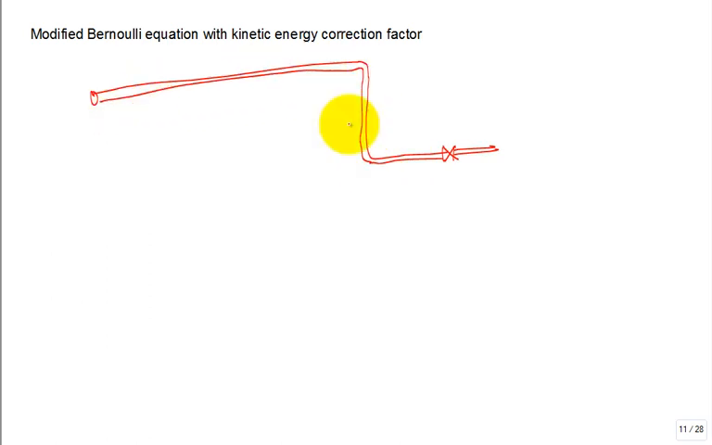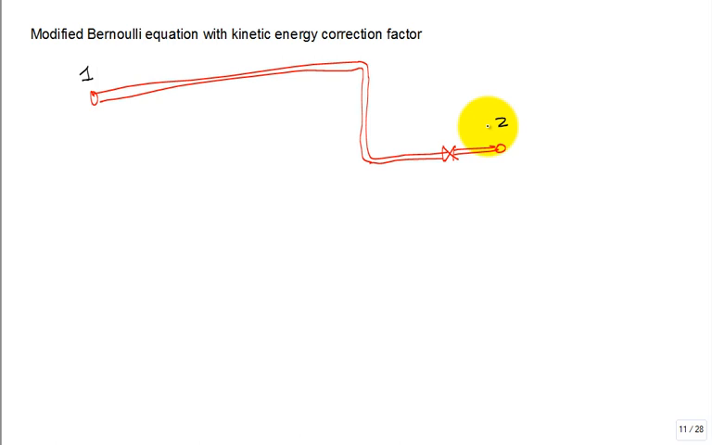So we use the modified Bernoulli's equation. Let's have a pipe. It starts maybe here, and maybe there's a fitting, and then another fitting, and maybe there's a valve in it, and then it goes over. You can kind of start to see how we're going to build this up. And maybe we have a point one and a point two.